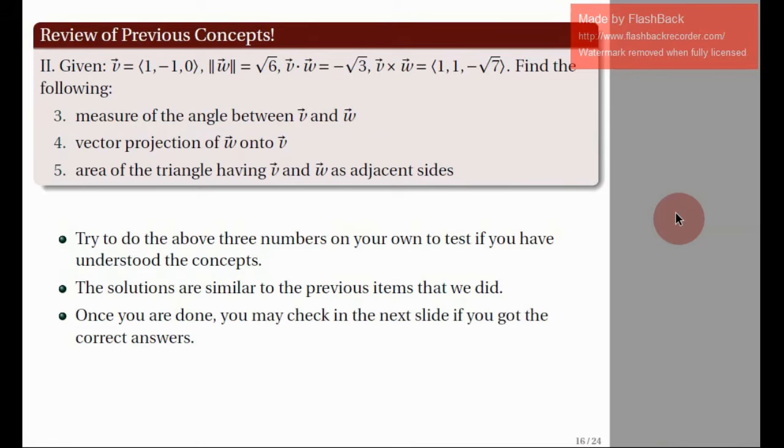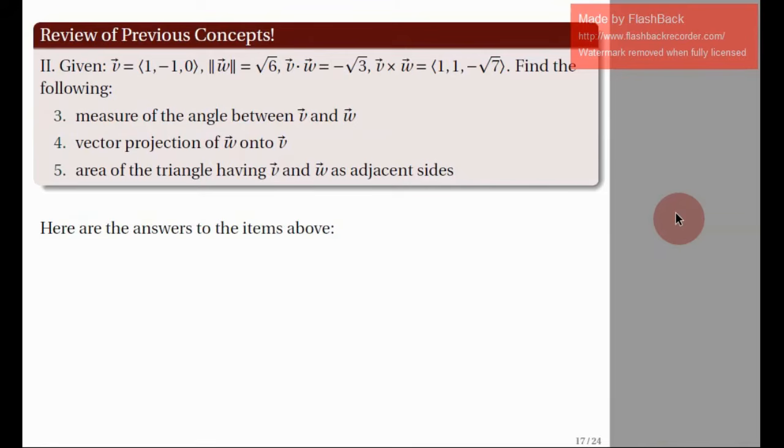Once you are done, you may check if you got the correct answers in the next slide. Good luck! Alright, so are you done? If so, here are the answers to the items above.